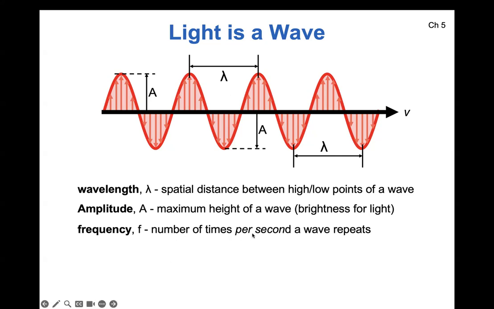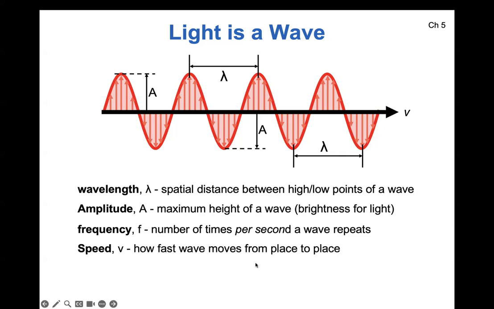Frequency is the number of times per second a wave repeats. So if you stand in place, it's the number of complete wavelengths that pass by you in a given amount of time. That'd be one way to think about frequency. Or if you think about this wave moving up and down, it's the number of times that it varies from peak to peak, down to the trough and back to peak per second. Because waves are both moving and oscillating.